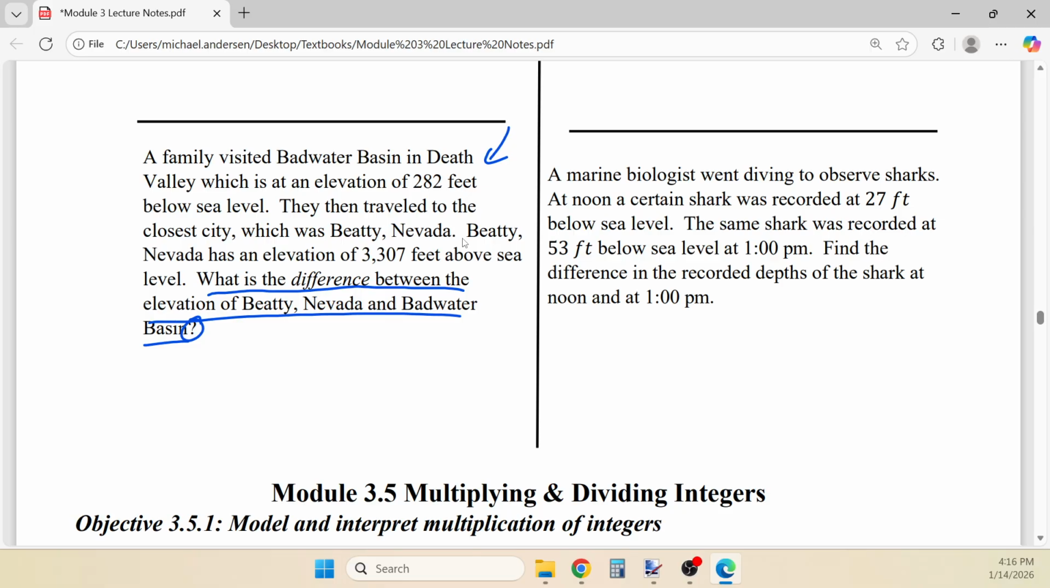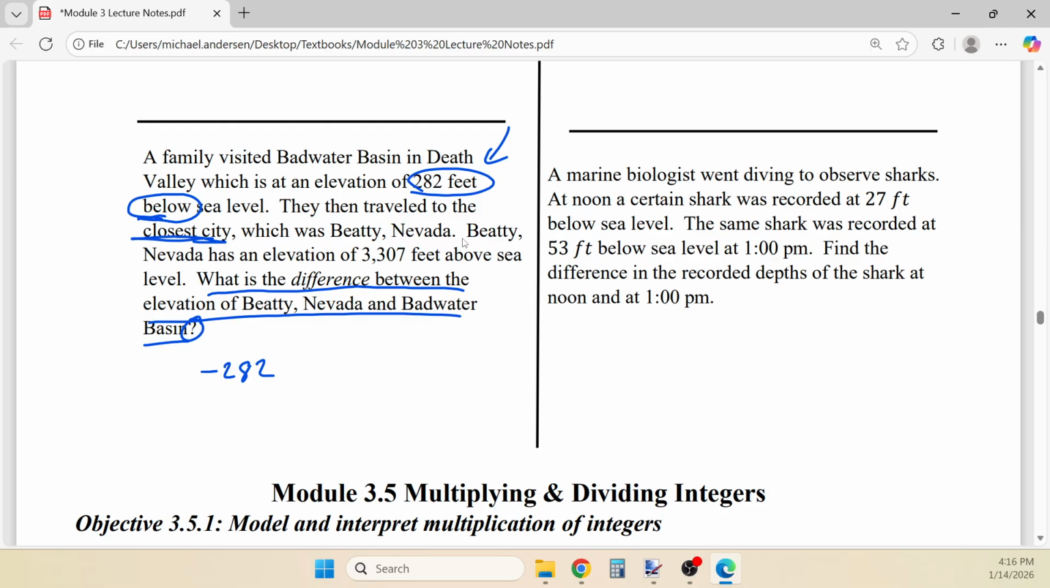A family visited Badwater Basin in Death Valley, which is at an elevation of 282 feet below sea level. Below sea level. Its elevation is negative 282 because it's below sea level. Then they traveled to the closest city, which is Beatty, Nevada. Really?